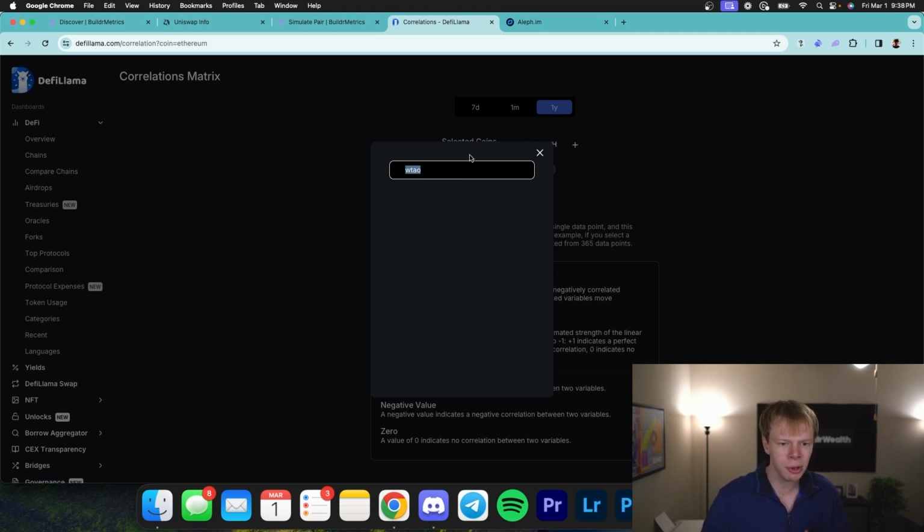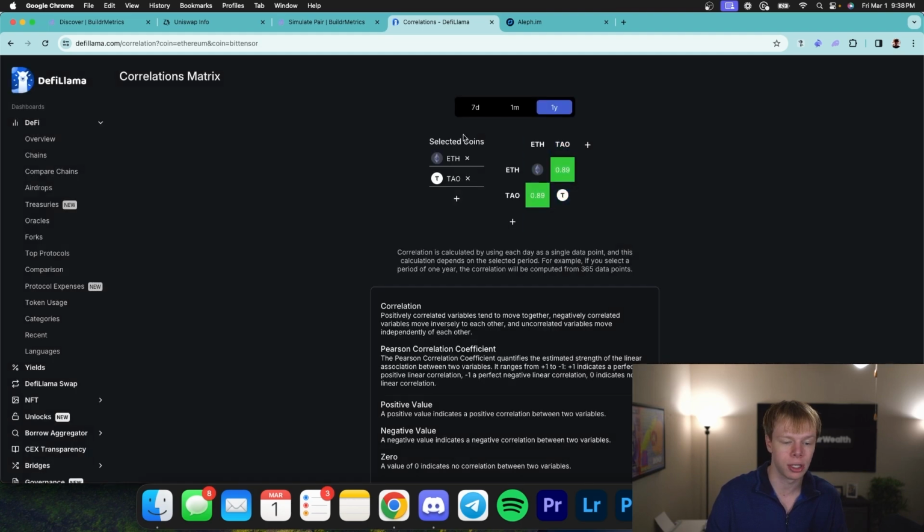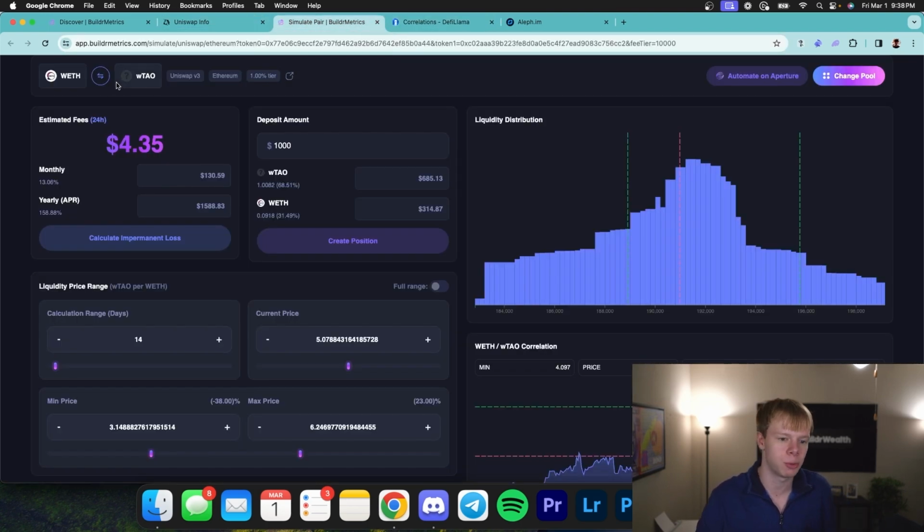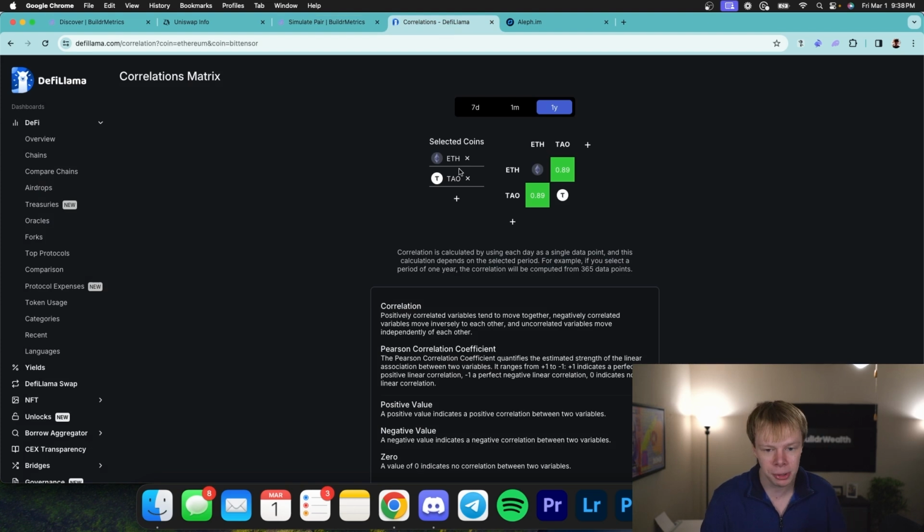We could type in WTau, you're not going to find it. That's because the actual asset is Tau. Essentially what we're doing is we're wrapping Tau. We're getting an ERC20 version of Tau. That's why it shows WTau right here. Actual Tau is on its own network.